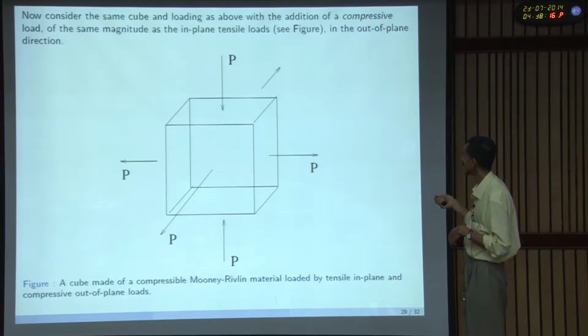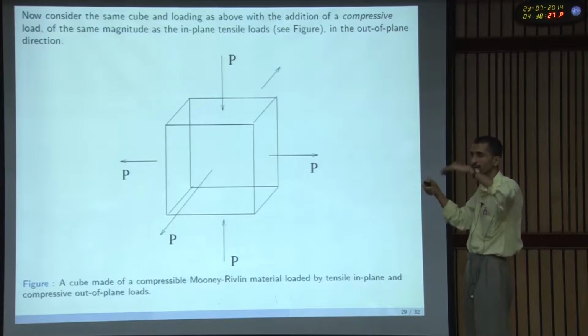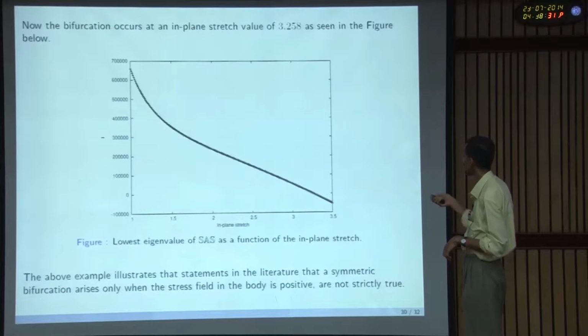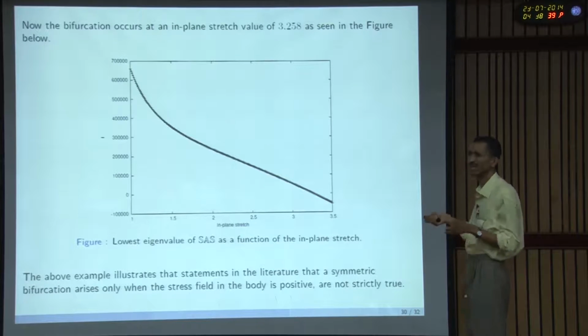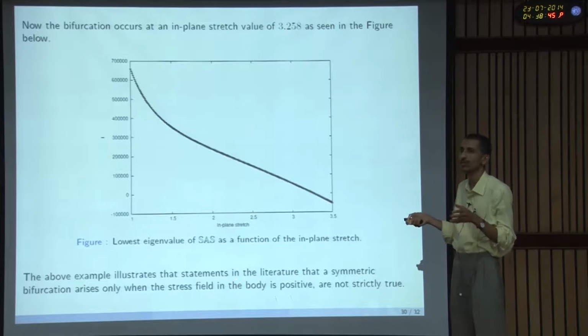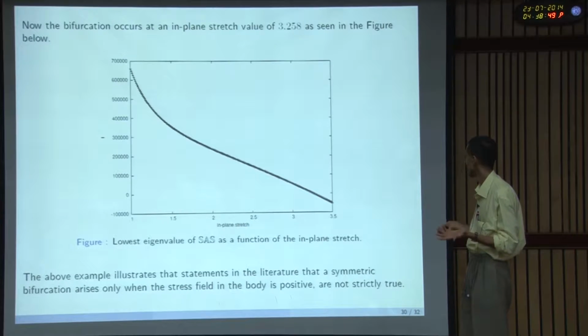Now this is a minor variant of that same problem where you have some compressive load as well. There is an equi-biaxial load in the plane, but out of plane there is also a compressive load here. In this case again it will lose the positive definiteness at around 3.258, which is shown here. In the literature there are some statements that only when the stress field is positive, probably they mean that all the principal stresses are positive or something, only then you can have this bifurcation.